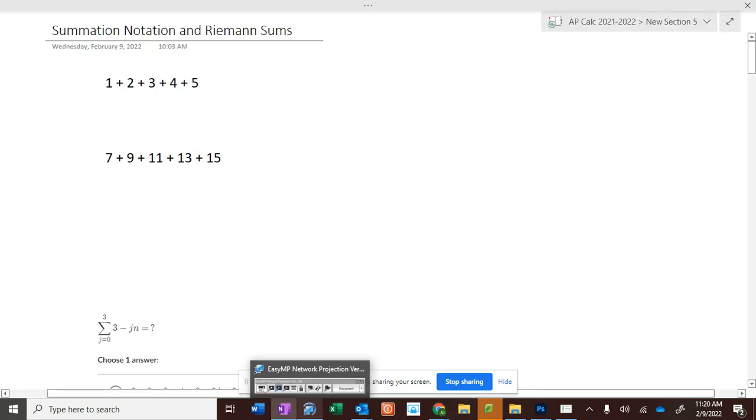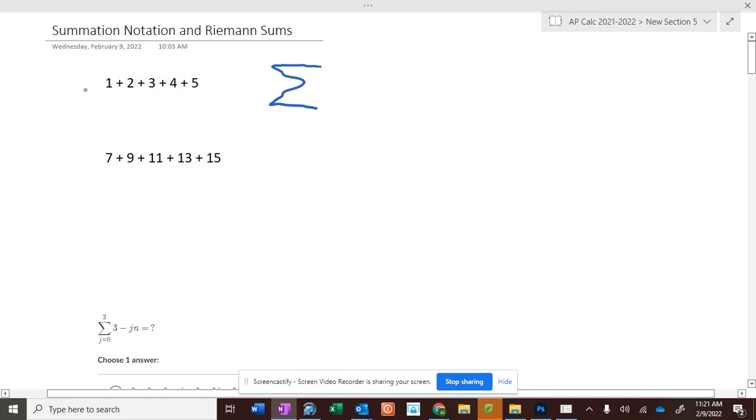Okay. All right, here we go. Summation notation. Yes, it starts out easy, Liv. I try to make it easy at the start so we can go. No. Summation notation. Hey, Trey.